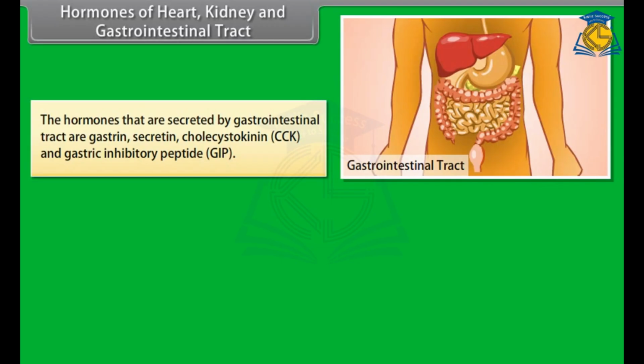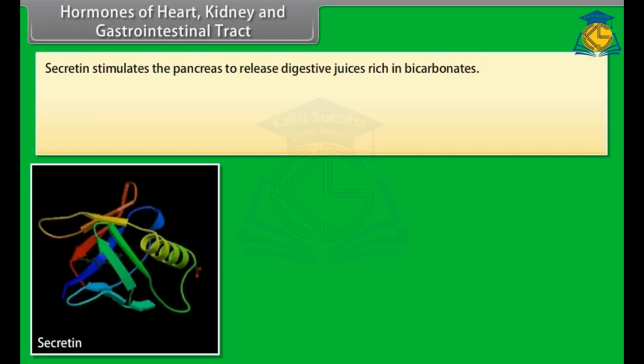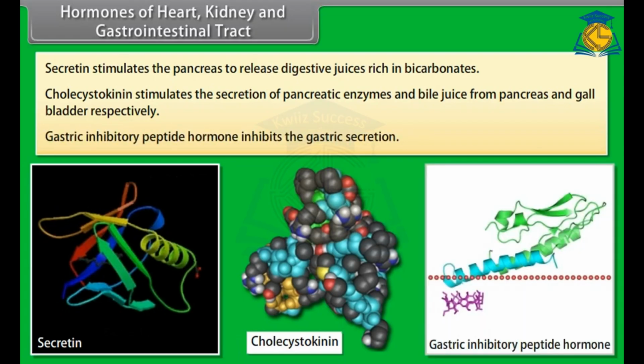The hormones that are secreted by the gastrointestinal tract are gastrin, secretin, cholecystokinin (CCK), and gastric inhibitory peptide (GIP). Gastrin causes the stomach to produce hydrochloric acid for digesting food. Secretin stimulates the pancreas to release digestive juices rich in bicarbonates. Cholecystokinin stimulates the secretion of pancreatic enzymes and bile juice from the pancreas and gallbladder, respectively. Gastric inhibitory peptide hormone inhibits the gastric secretion.